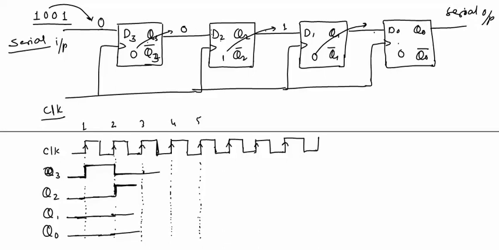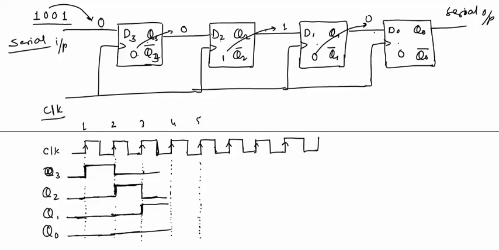For this flip-flop, input is logic 0, so output will again be logic 0. For this flip-flop, input is logic 1, so this 1 will be stored in this D flip-flop and its output will be logic 1, so Q1 will become logic 1 at the third clock pulse, and the last flip-flop has logic 0 input, so its output will be logic 0.